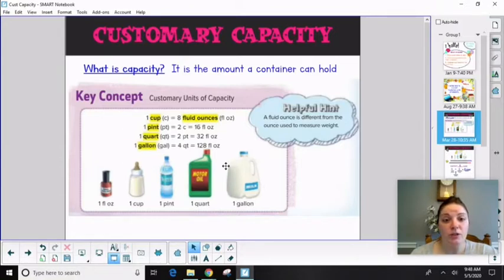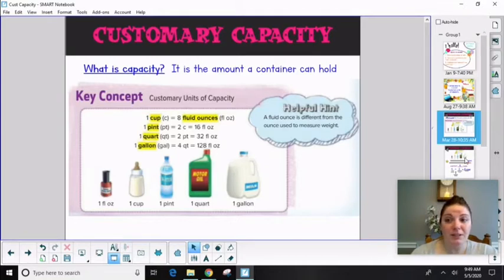Here are the conversions. 1 cup is equal to 8 fluid ounces. So about 8 nail polish bottles would equal a cup. A pint is equal to 2 cups. So there are 2 of these cups in a pint. A quart is equal to 2 pints. So if I have 2 pints, I get a quart. And then to make a gallon, I need 4 quarts to equal a gallon.